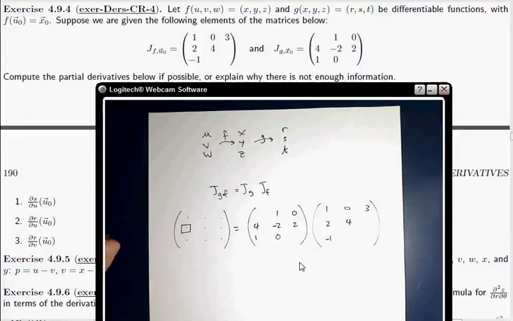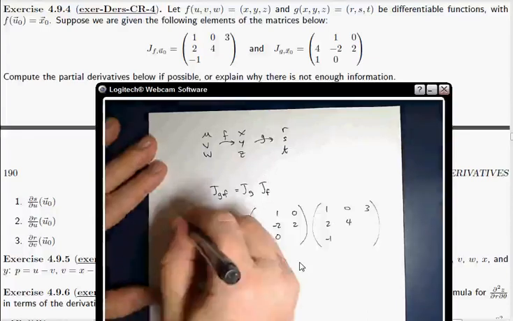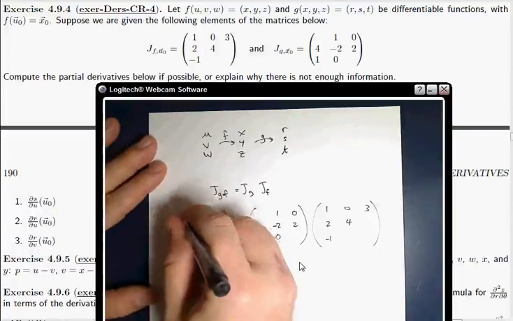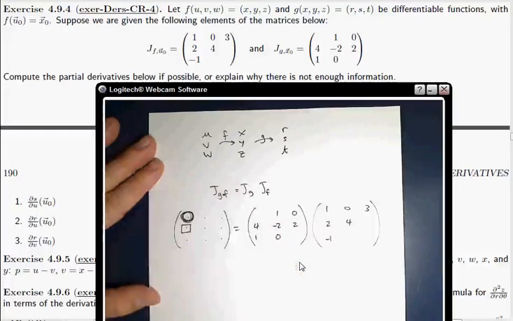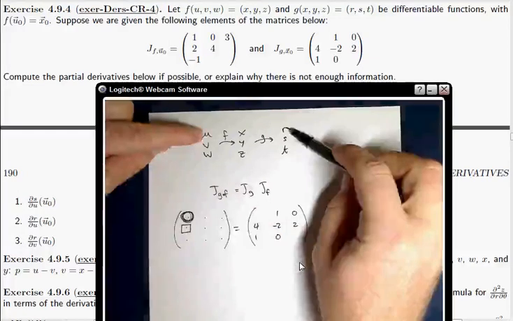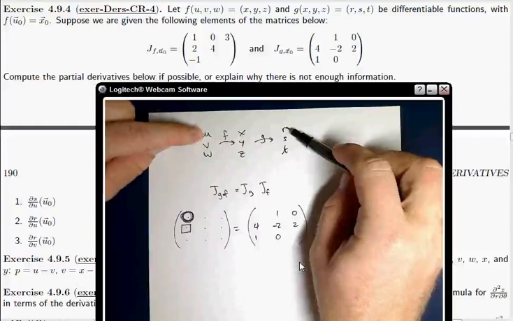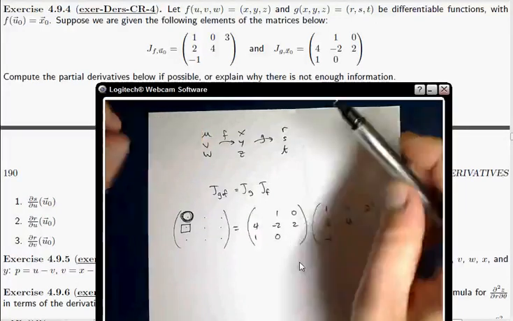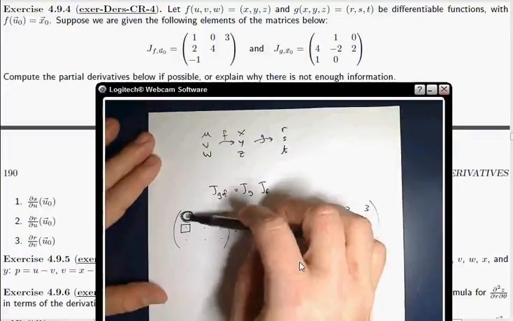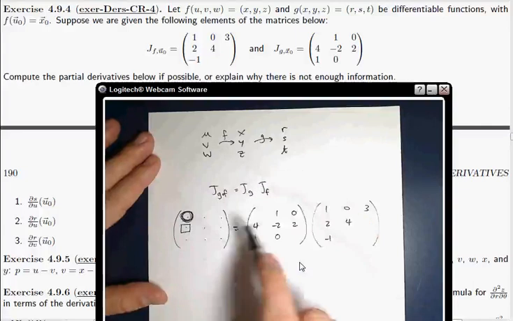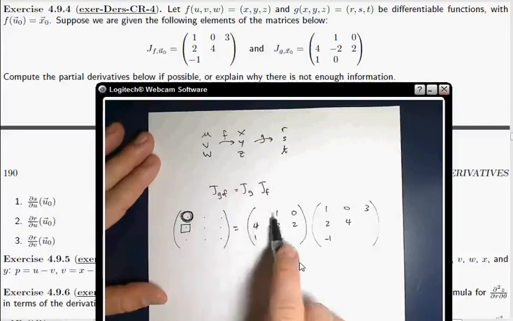Okay. All right, now the next partial of R with respect to U. Well, that would be this element here. It's that element, partial of R with respect to U. First input variable, first column. First output variable means first element in that first column. So that's this guy. And that would be a dot product of this.